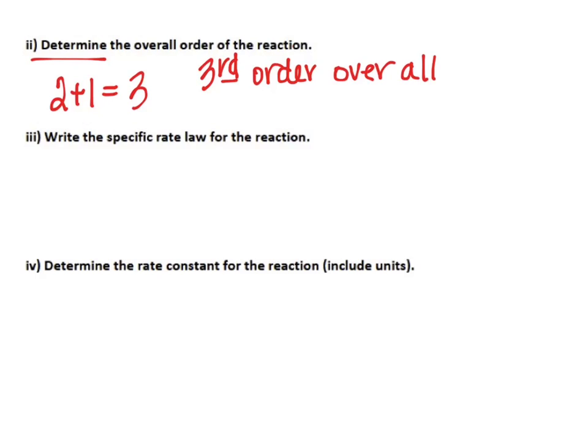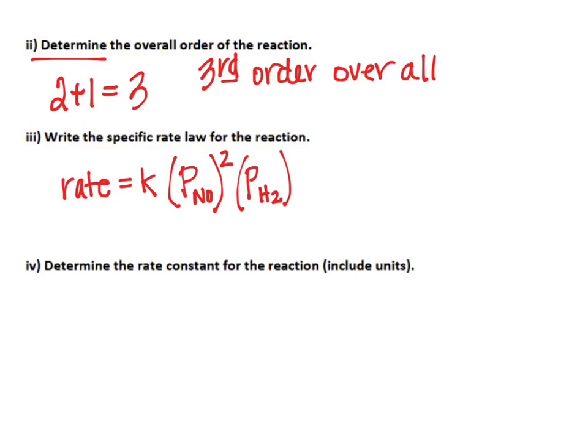Write the specific rate law. So rate is equal to K. So here you go, no brackets, parentheses, big P, subscript NO, close your parentheses and square it, because we're second order, and do the same for H2 to the first order.